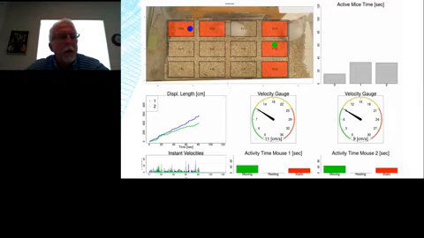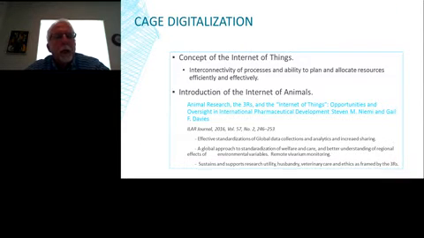there are some ways that we can look at cage digitalization. And the real thing here is the concept of the Internet of Things. I don't know how many folks have heard of this term before, but it's really coming on, and it's really the interconnectivity of processes and the ability to plan and allocate resources efficiently and effectively. And there's a lot of interplay here with smart technology in relationship to the Internet of Things, and being able to do a lot of analytics and interplay with those analytics and look at the best path forward in a lot of conditions.